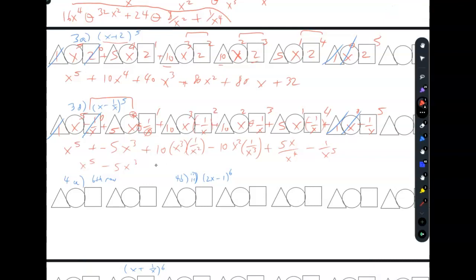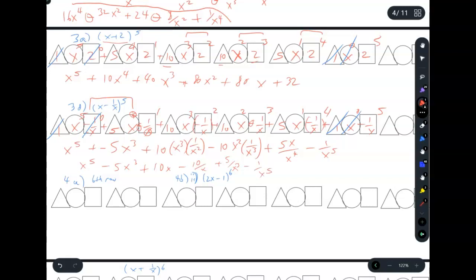x cubed divided by x squared is just x to the 1st, or just x, right? And the next one is negative 10, and then x squared divided by x cubed is 1 over x. And the next one is 5 times x divided by x to the 4th, so that would be 5 divided by x cubed. And then the last one is minus 1 over x to the 5th.